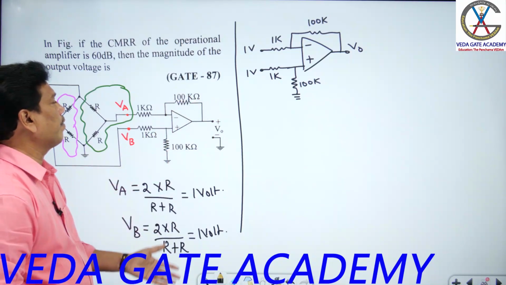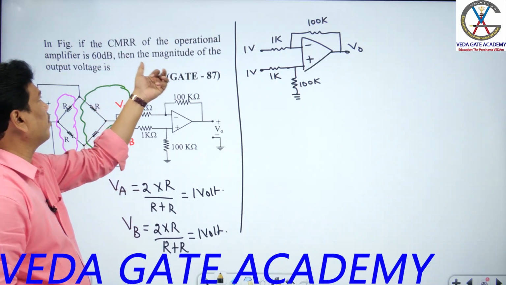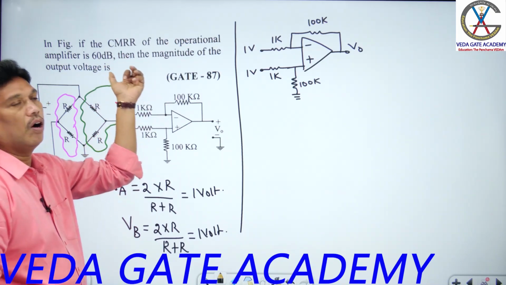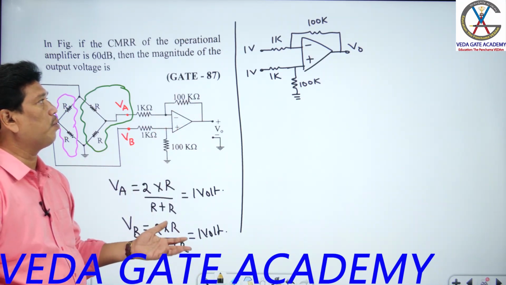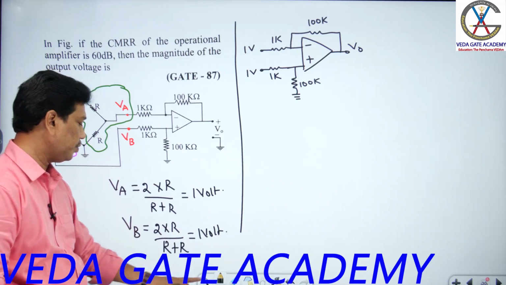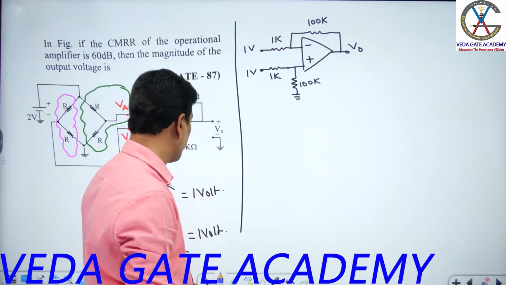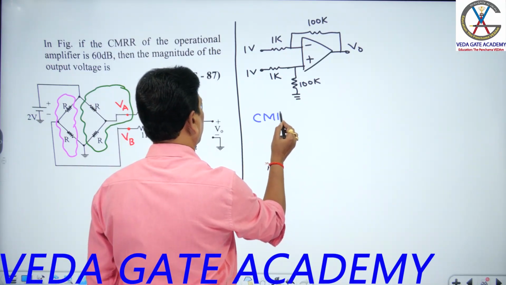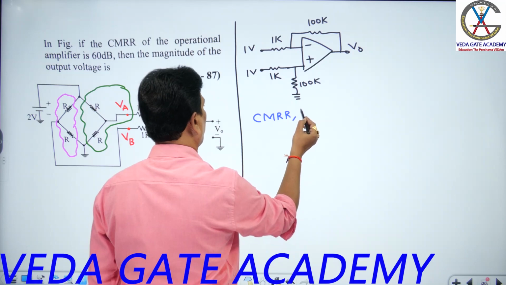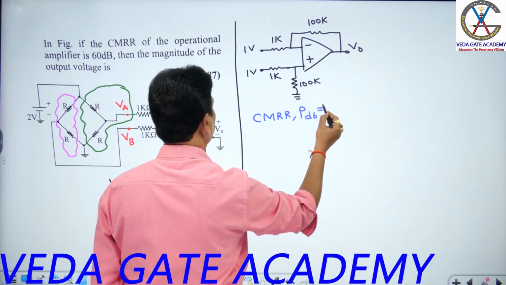What is the output V0 that he is asking, students? What is that output V0, given that CMRR equal to how much, sir? 60 dB. So now I can examine what that output is. So now let us see this one also. CMRR is given, students, in dB. That equal to 60 dB.